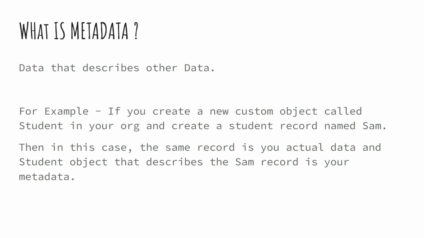Metadata is nothing but the data that describes other data. For example, if you create a new custom object called Student and you create a student record named Sam, the record named Sam is the actual business data. But what about the metadata? In this case, the object schema, or the definition of that object called Student, is the metadata for the Sam record.